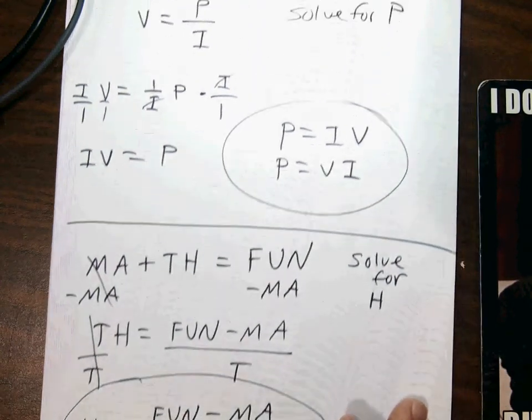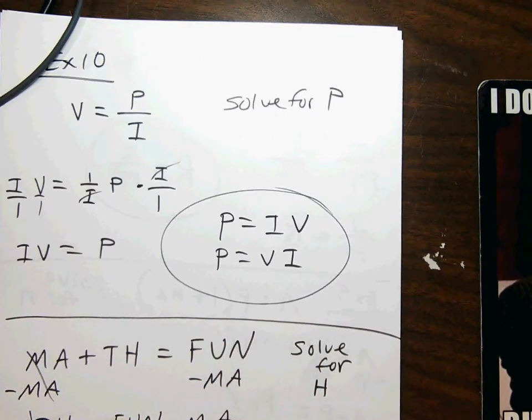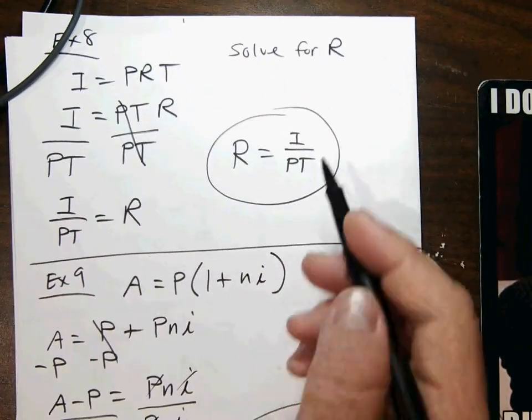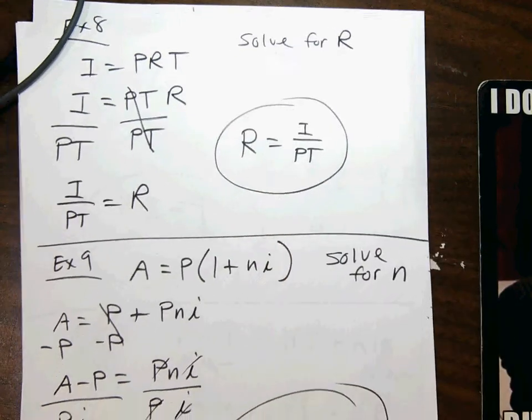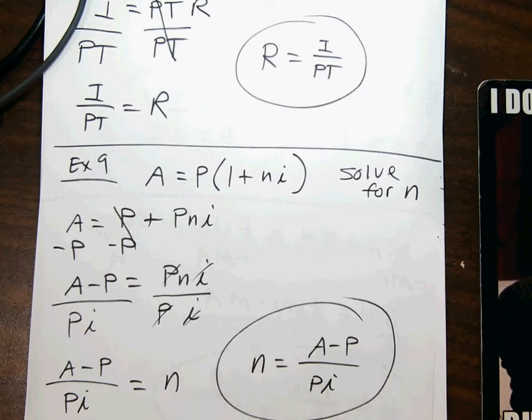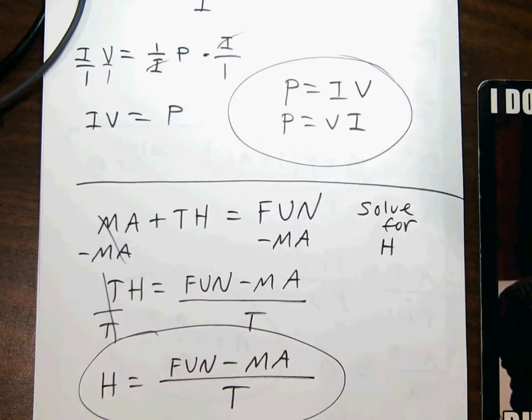All these problems, same way. In order to find P, somebody has to tell me I and V. They're two numbers. I need to know those numbers. Once I know them, I can find P. Okay, same thing with all these. Somebody would have to tell me I, P, and T in order to find R. Somebody would have to tell me A, P, and I in order to really evaluate that and find N. Okay? It's an exercise in shuffling equations around. We're not evaluating these last few.